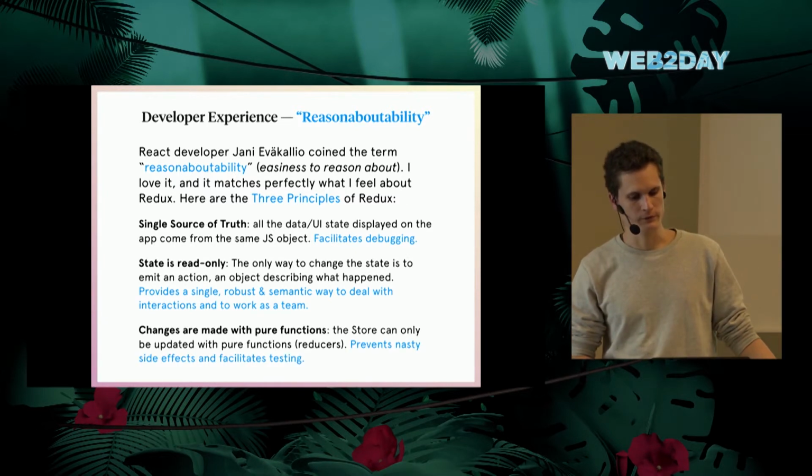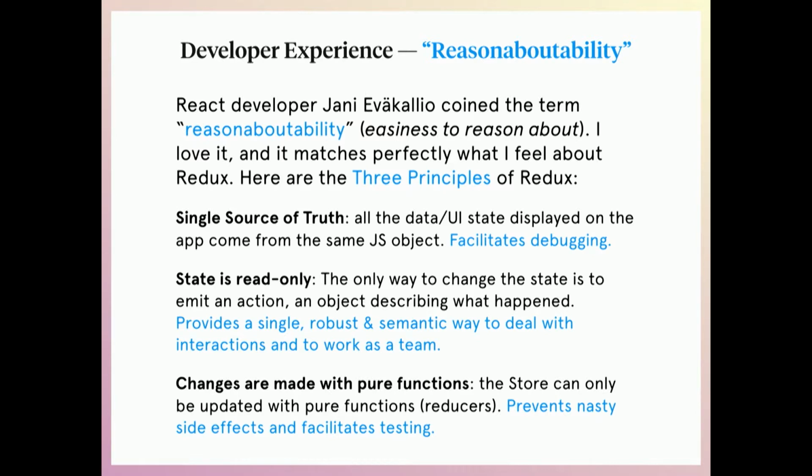And the third pillar is that the changes are made with pure functions. So I won't get too much into functional programming for this talk, but basically a pure function is a function that takes something as an input, returns something, but has no other effects inside the app. It doesn't change variables outside of its scope.